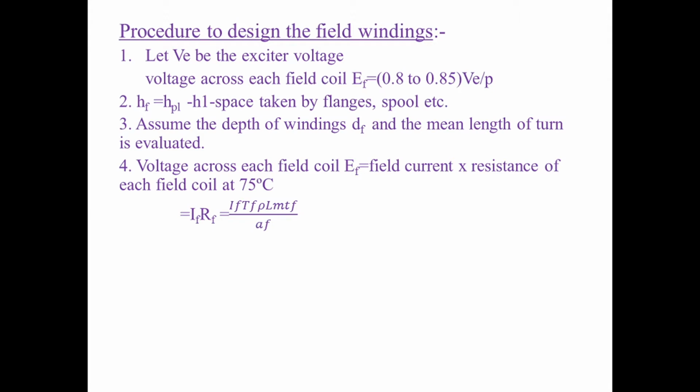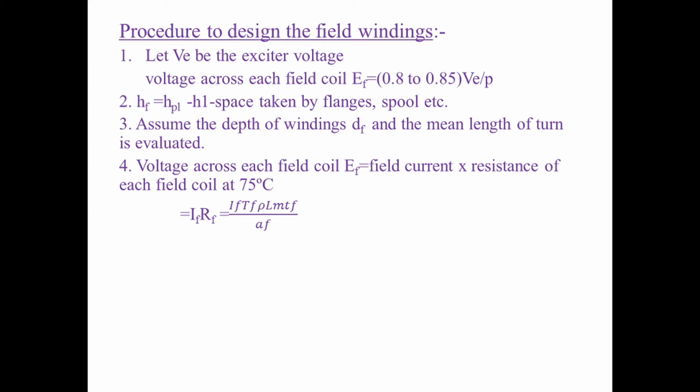Then the voltage across each field coil, that is EF, is given by 0.8 to 0.85 VE divided by P. So the voltage across each field coil EF is considered as 80 to 85% of the exciter voltage divided by the number of poles, that is P.